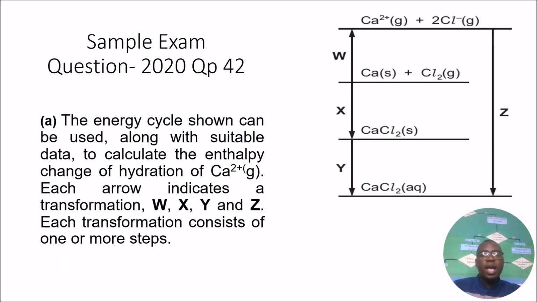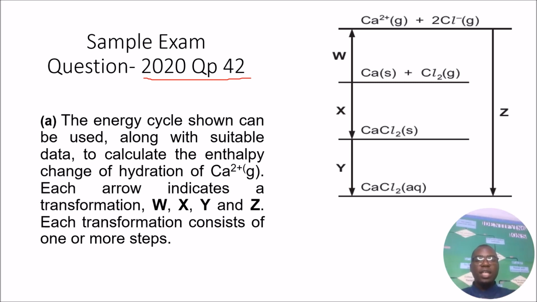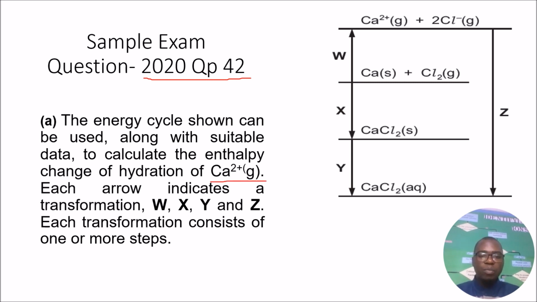Let's do a sample exam question from October-November series 2020 question paper 4.2. So this is question paper 4.2. This one says the energy cycle shown can be used along with suitable data to calculate the enthalpy change of hydration of calcium cation. Each arrow indicates a transformation. So we have W, X, Y, and Z. Each transformation consists of one or more steps. So they've given us this one here.